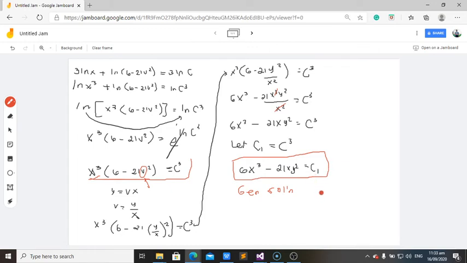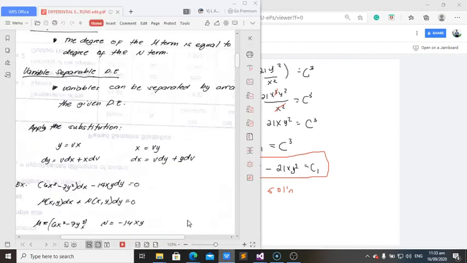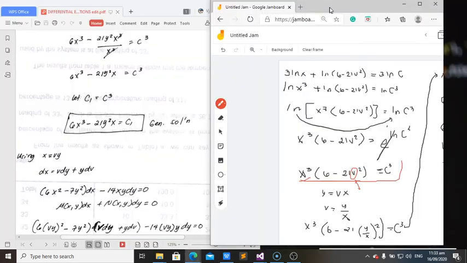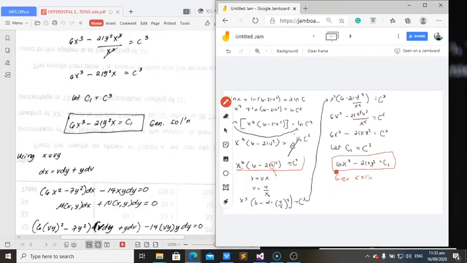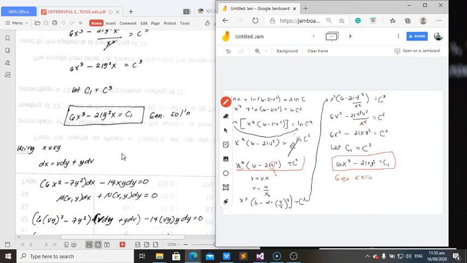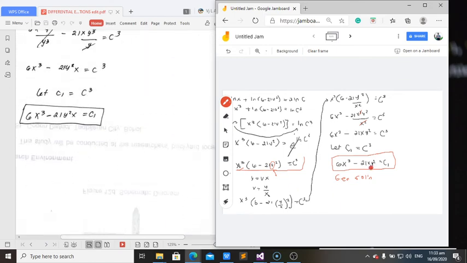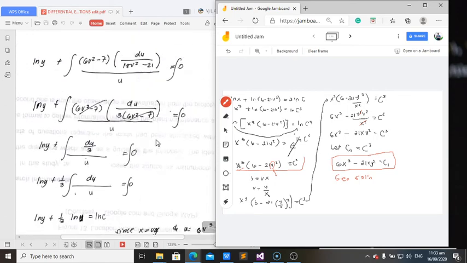Sir, question. We use y equals vx. What happens, sir, if we use x equals vy? Let's try to see if the answer is the same. 6x cubed minus... the x of y is changed, but still the same c sub 1. So therefore we have the correct answer. But sir, if we use x equals vy, is the answer the same? The answer is still the same, but the solution is different.